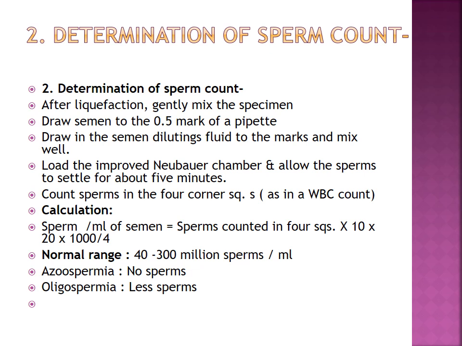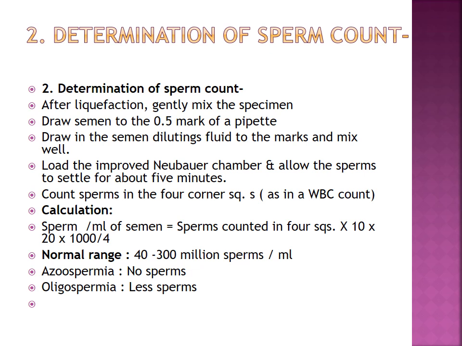Second test is determination of sperm count. For this we have to do the dilution in a WBC pipette, with semen sample up to the 0.5 mark and diluting fluid up to the 11 mark, as we do in WBC count. Then wait for 5 minutes, mix the contents, discard a few drops, then load the chamber and count sperms in 4 corner squares, that is WBC squares. Then the formula is number of sperms equals n into 50,000, and the normal range is 40 to 300 million sperms per ml.